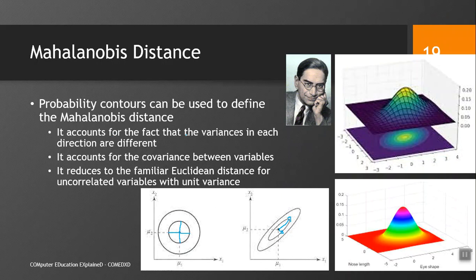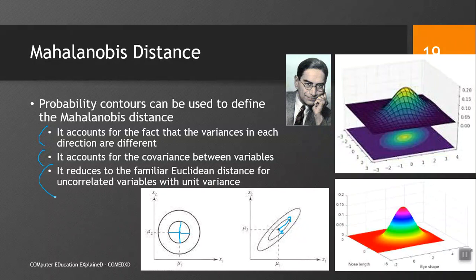It accounts for the fact that the variance in each direction is different. So, you can see from this figure that variance in each direction is different. It accounts for the covariance between variables. The Mahalanobis distance covers this fact. It reduces to the normal Euclidean distance for uncorrelated variables with unit variance. This is interesting.